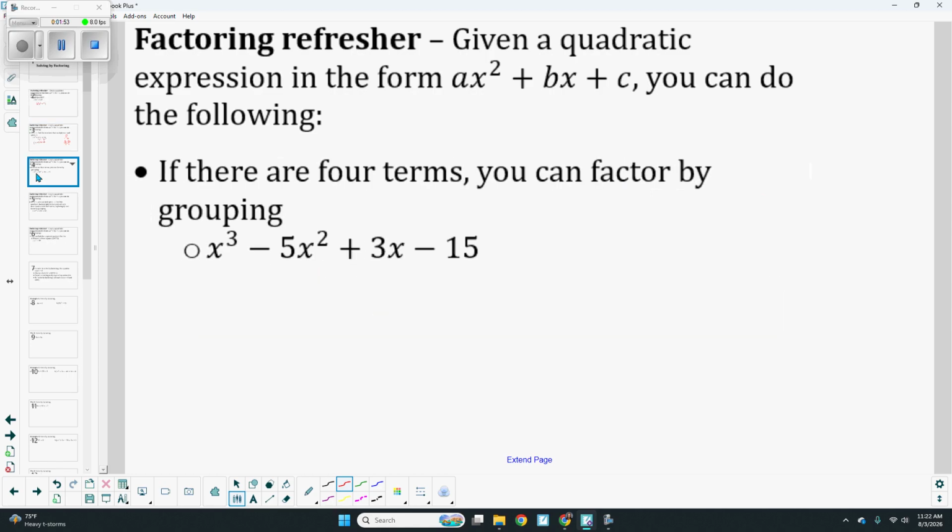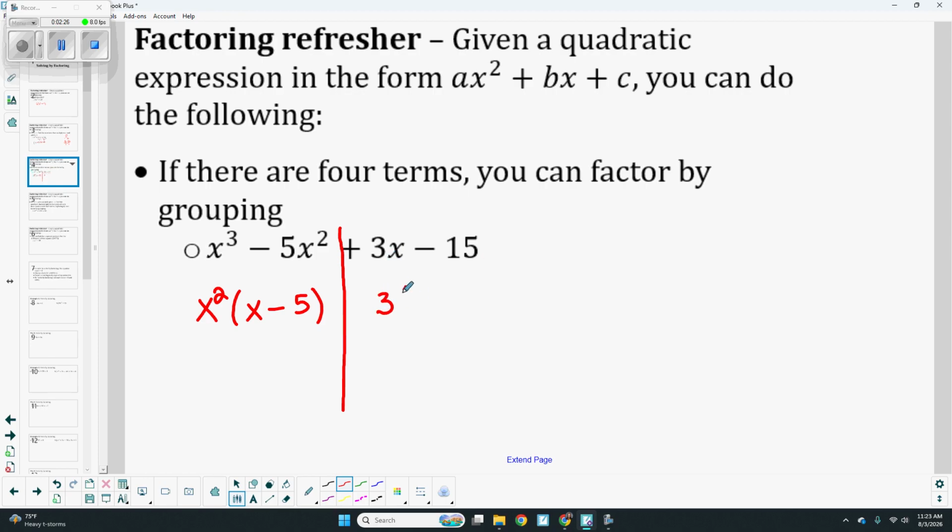If there are 4 terms, we can factor it by grouping. And when we say grouping, we mean we're going to group the first 2 terms together and the last 2 terms together. We're going to take out a GCF of each set. So out of the first set, the GCF would be x squared. So if I were to take out x squared from these, x cubed over x squared is x. 5x squared over x squared is 5. Out of the second set, I could take a 3 out of both of those.